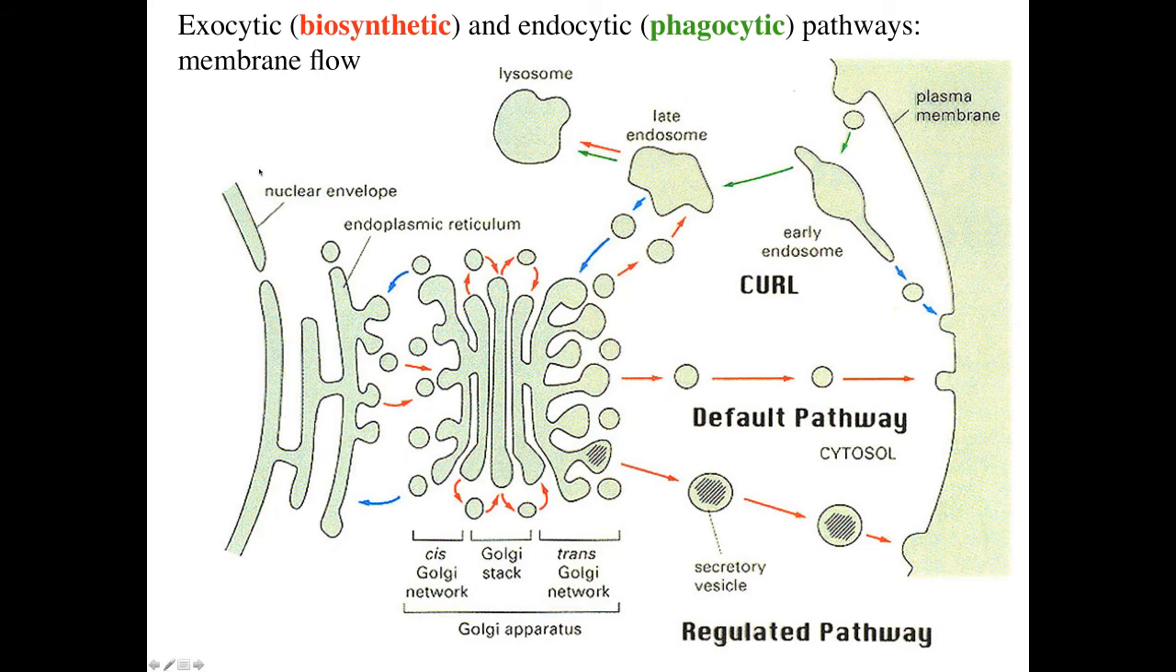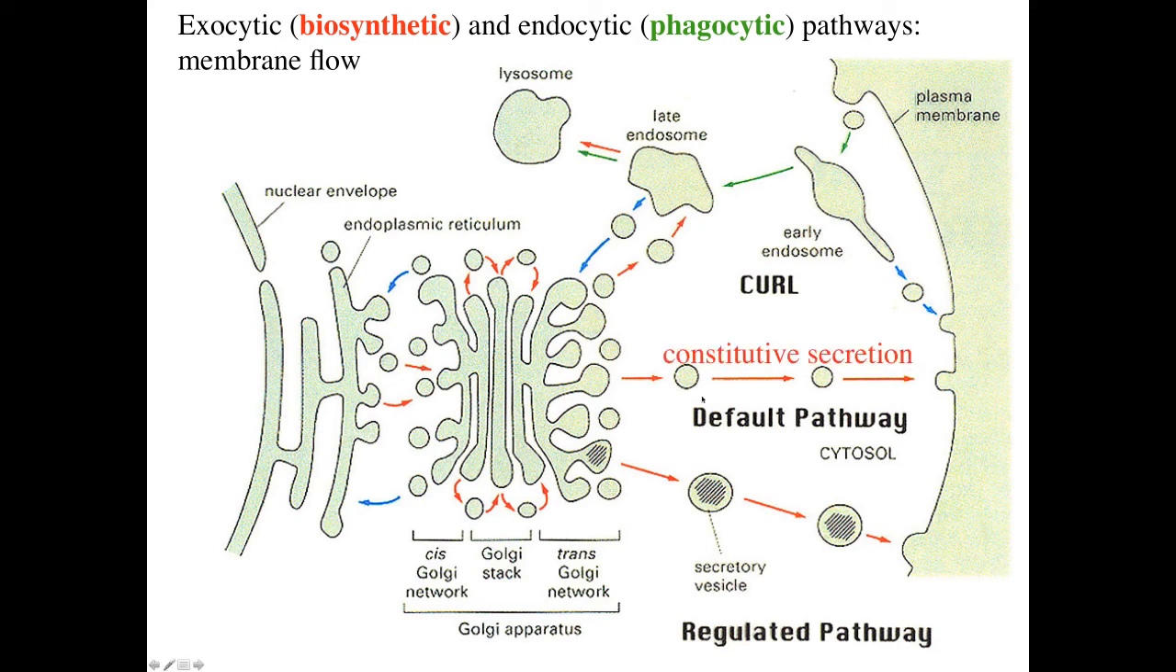Finally, this is a slide that we showed you earlier. I now want to put into perspective some concepts of membrane flow, exocytosis, and endocytosis. And we can talk about exocytosis broadly as part of the biosynthetic pathway, and we can talk about endocytosis broadly as part of the phagocytic pathway. And we're going to talk about this in relation to a regulated pathway and a default pathway.